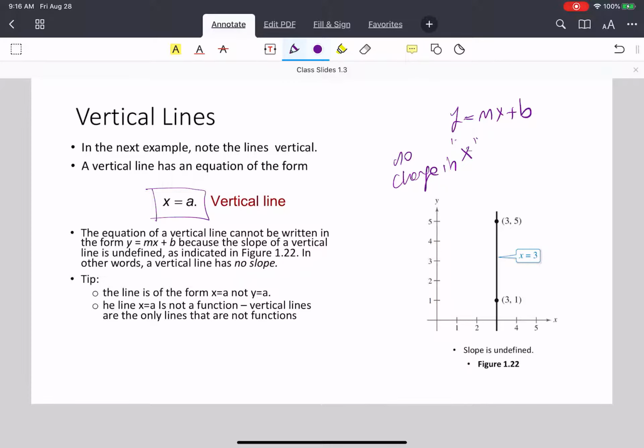So you guys realize on the example on the graph, you'll see (3, 1), (3, 5). These points are on the vertical line, and they all have the same x but different y values. So generally speaking, vertical lines are represented as some value x equals a.